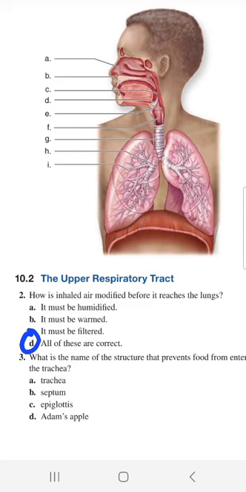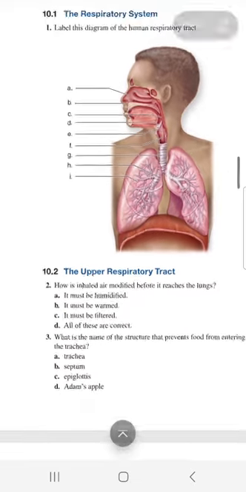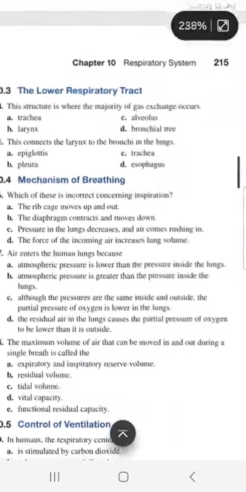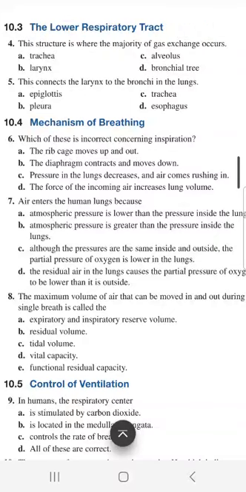What is the name of the structure that prevents food from entering the trachea? Epiglottis. Coming to question number 4. This structure is where the majority of gas exchange occurs. Trachea, larynx, alveoli, bronchial trees. So the alveoli. It's surrounded by capillaries, so gas exchange occurs between the alveoli and the blood. This connects the larynx to the bronchi in the lungs. Larynx to the bronchi, it will be the trachea.